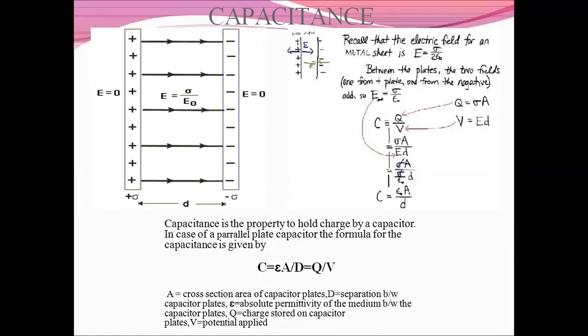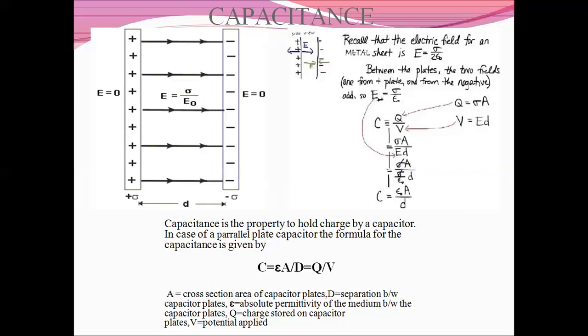The charge Q is given as sigma A, and the voltage is given as E D. The capacitance is given by Q by V. Substituting the values of Q and V, you get sigma A divided by E D. The sigma cancels, so finally we have only epsilon A divided by D for the capacitance value.